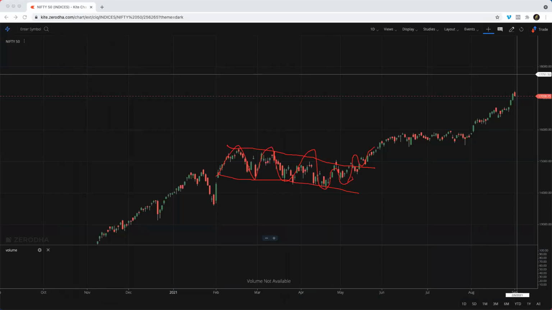So we talked about a breakout. We talked about, okay, a breakout is happening. So what do you expect to happen if it is coming out of the range? What do you expect to happen? Just try to answer.